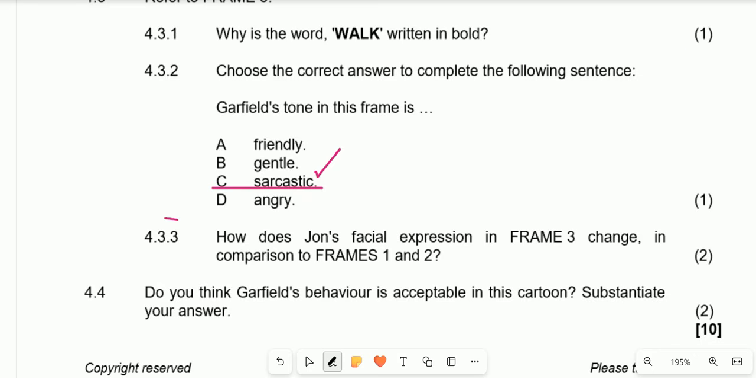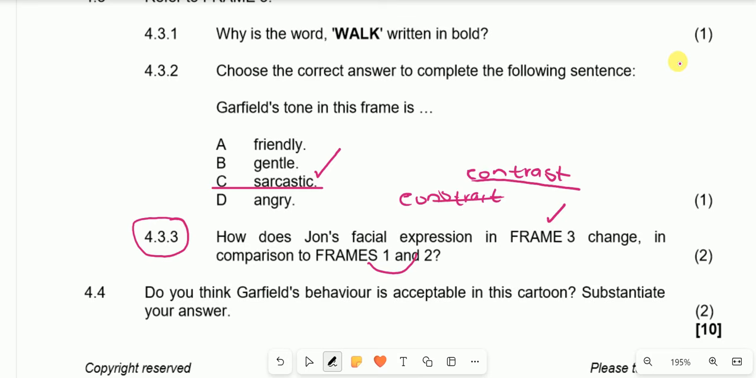Now, this is a question that I'm going to unpack, a question that is very important, grade 12. How does John's facial expression in frame 3 change in comparison to frame 1 and 2? This question actually seeks your ability to demonstrate what you normally call contrast. I'm sorry, my spelling is wrong here. It's supposed to be contrast, difference, right?